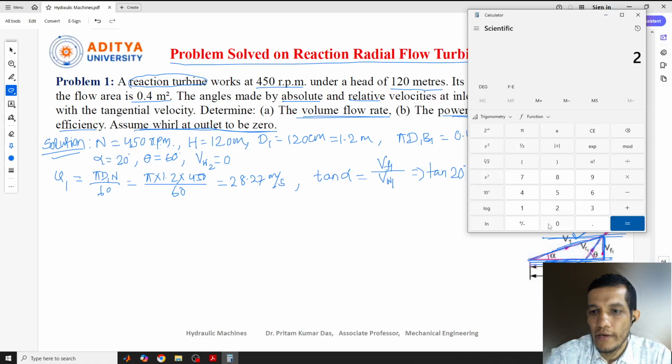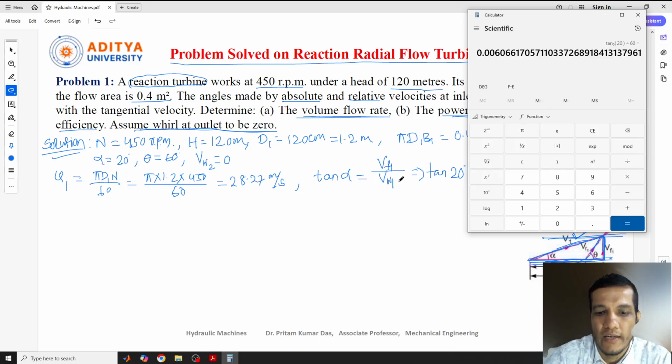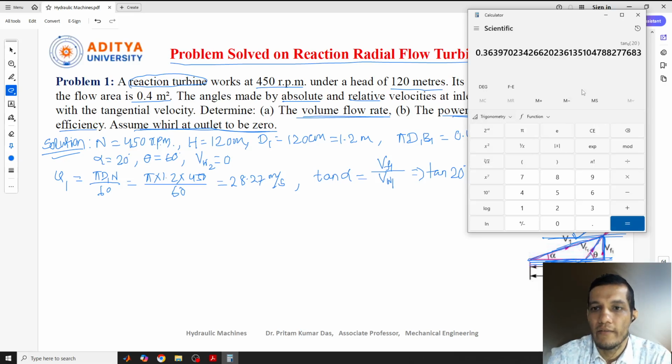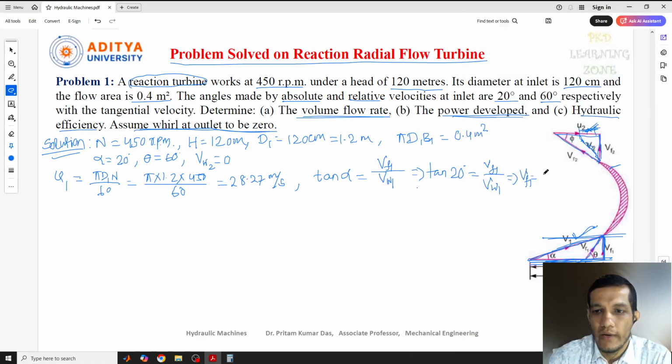This is 20, and go for this 0.006. So here we can write this value. Let me check it once. That much small will not be there. 20, this is, yeah, this one. Double I have clicked, 0.363. So I can write here.